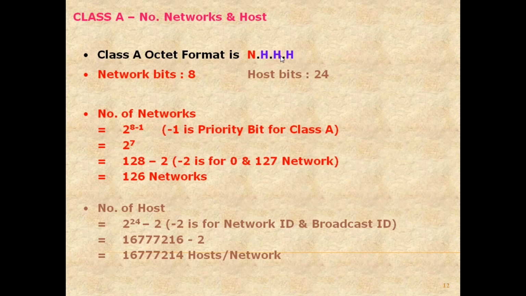In class A, class B and class C we have to do minus 2 in the host portion. But in class A we have to do minus 1 in the network portion, in class B we have to do minus 2 in the network portion, and in class C we have to do minus 3 in the network portion. Because in class A there is one common bit, in class B there are two common bits, and in class C there are three common bits. That's the difference.